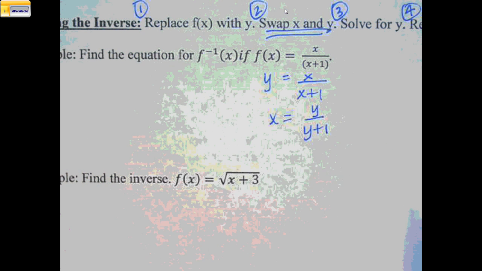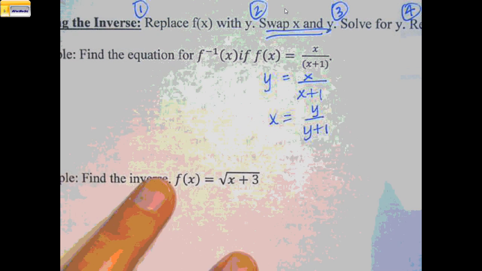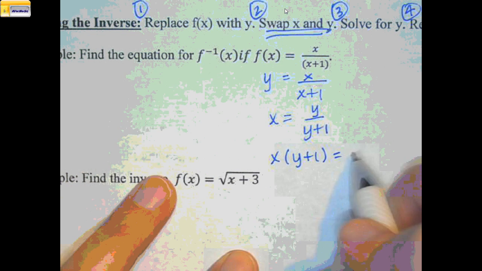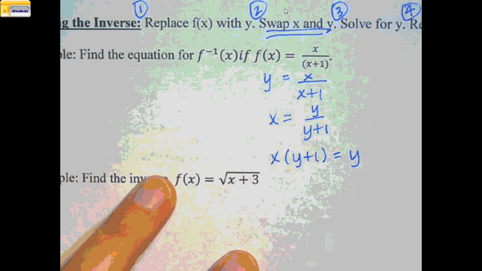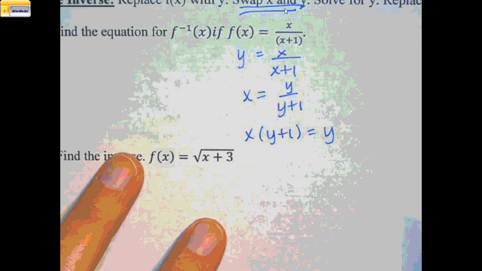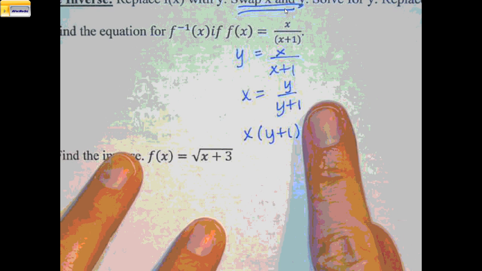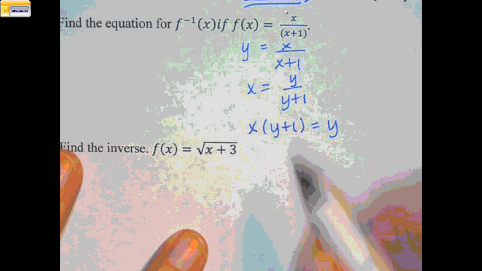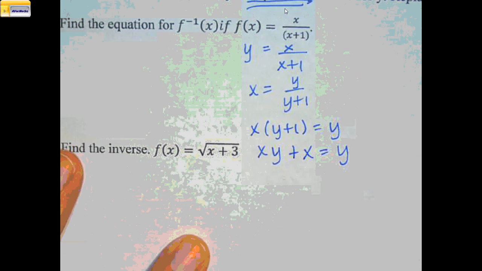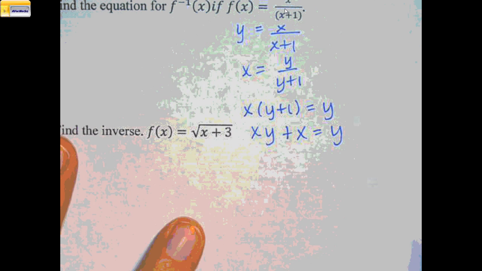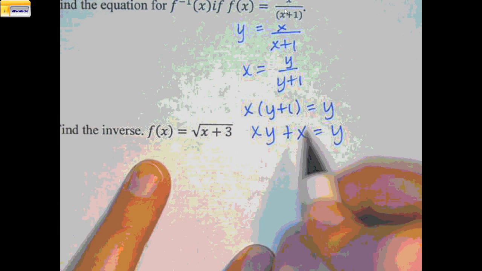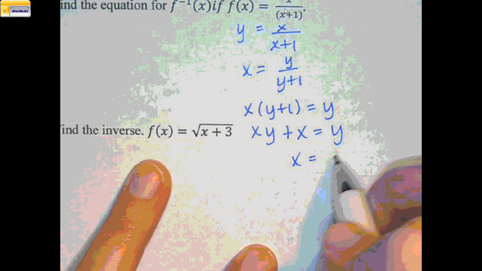Most of us are not super fans of fractions, so let's multiply both sides by y plus 1. I need y by itself. What do I do? When you see that, what do you kind of want to do? You want to distribute, so let's go ahead and do it and see if that gets us somewhere. Now we know for sure to get y by itself, they all need to be on the same side. So let's subtract xy from both sides to get the y's on the same side of the equation.